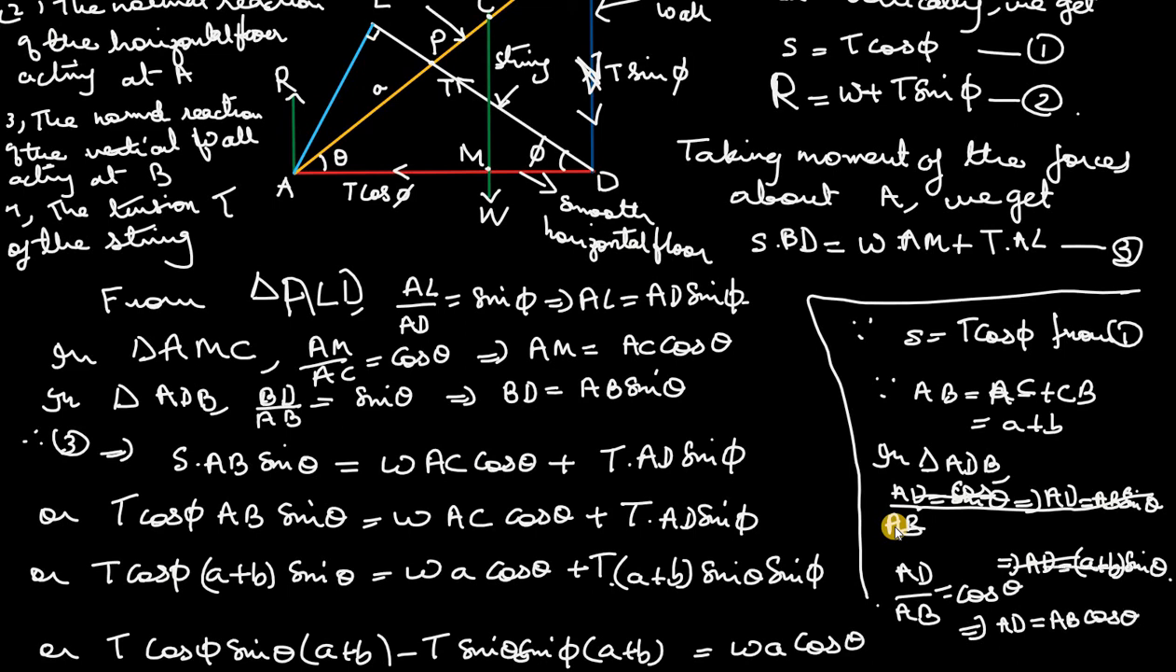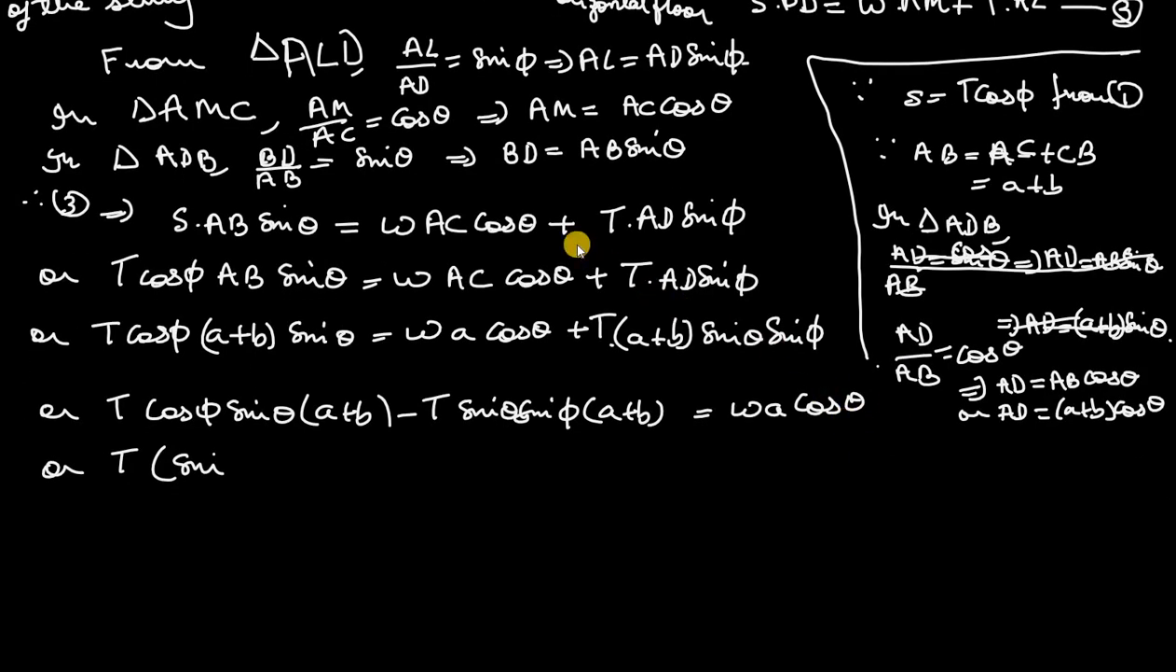AD here is equal to A plus B into cos theta. So now instead of AD, I will replace this by cos theta, and here also, when you bring it to the left hand side, you have cos theta. As you can see, A plus B and T are common, so you have sin theta cos phi minus cos theta sin phi, and then take this A plus B outside.